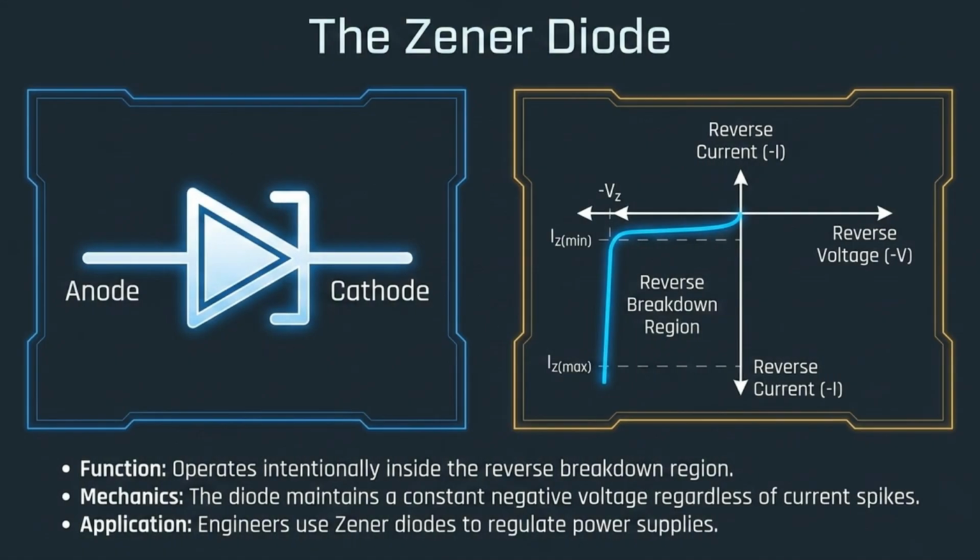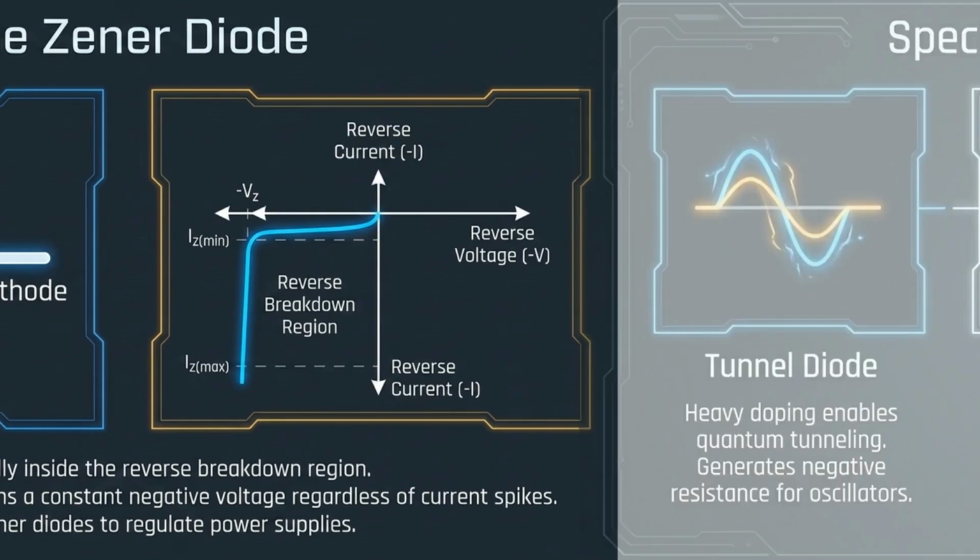The Zener diode is designed to operate intentionally in the reverse breakdown region. It maintains a constant negative voltage regardless of current spikes, making it ideal for regulating power supplies.